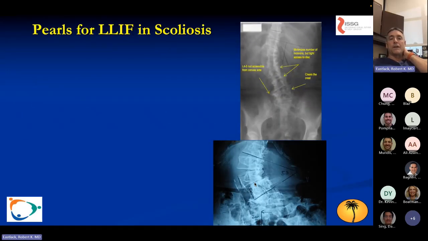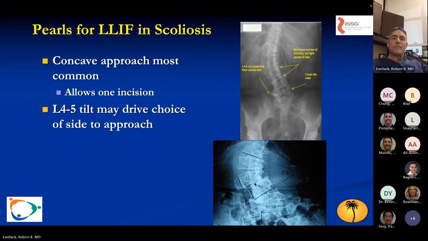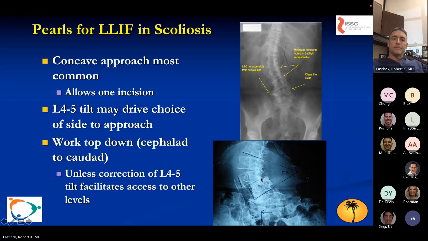Some of the pearls for laterals: we tend to like the concavity for approach. It limits the incision typically to one location, and you typically want to start top and work down to build the spine away from yourself. There are exceptions to that. If the L4-5 tilt is quite aggressive or falling off, sometimes doing that level first can bring the other cephalad aspect of the spine into better alignment towards the focality of your lateral incision, and then you go back to working from top down to the L4 level.